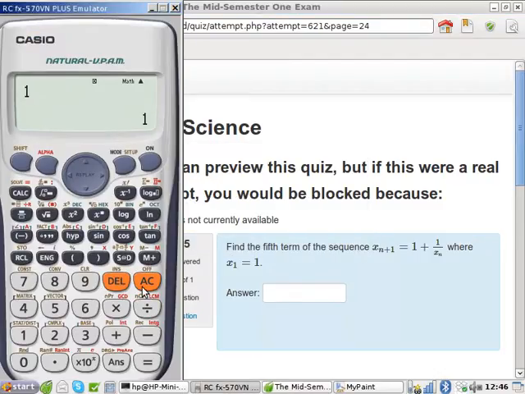It was 8 over 1 plus. Oh, yeah. Second term, third term, fourth term, fifth term. 1.6.